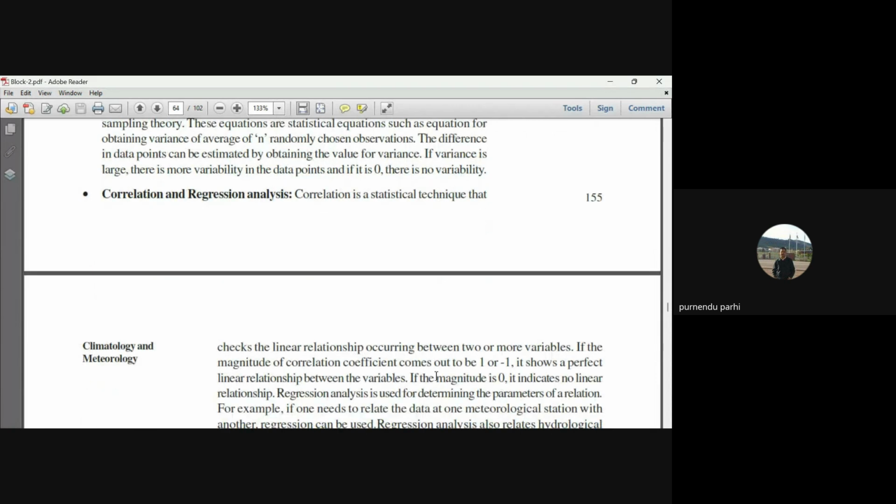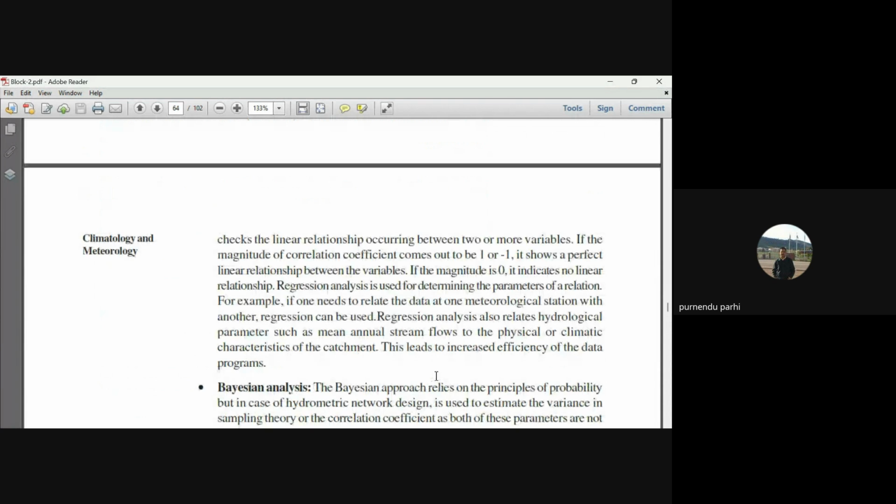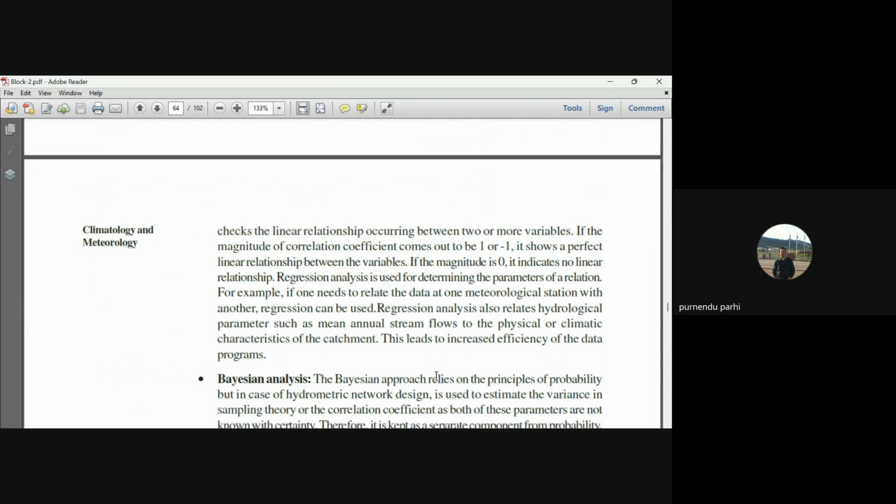Correlation is a statistical technique that checks the linear relationship occurring between two or more variables. If the magnitude of the correlation coefficient comes out to be 1 or minus 1, it shows a perfect linear relationship between the variables. If the magnitude is 0, it indicates no linear relationship. Regression analysis is used for determining the parameter of a relation. For example, if one needs to relate the data at one meteorological station with another, regression can be used.